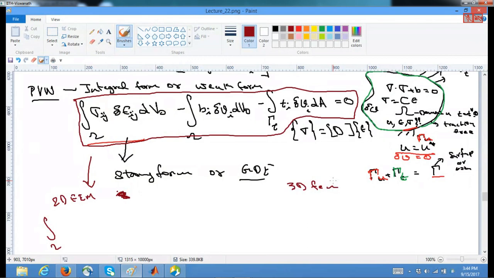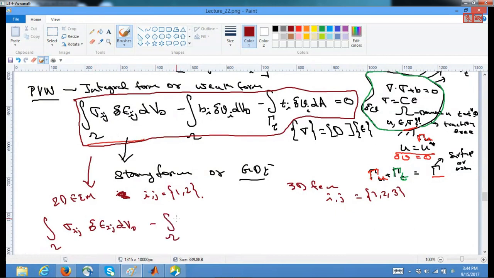We have i and j going from 1, 2, and 3. For 2D FEM, i, j takes values 1 and 2. So the same thing would hold true, only that i and j are restricted to 1 and 2. So the same equation holds true. So sigma ij epsilon ij dV0 minus omega bi.